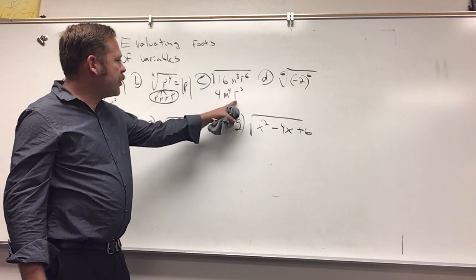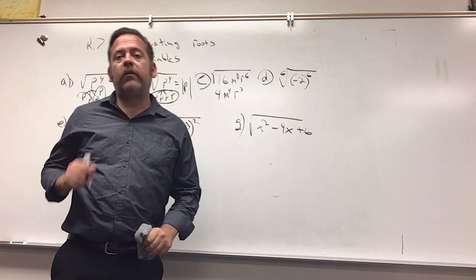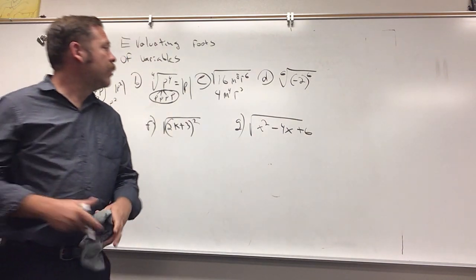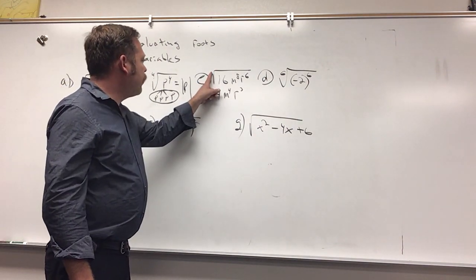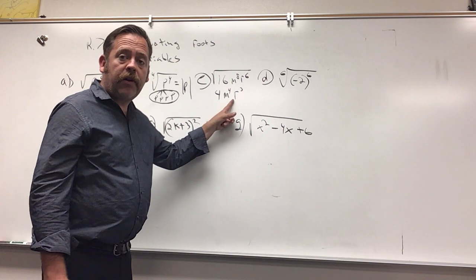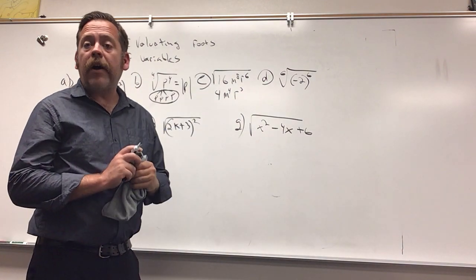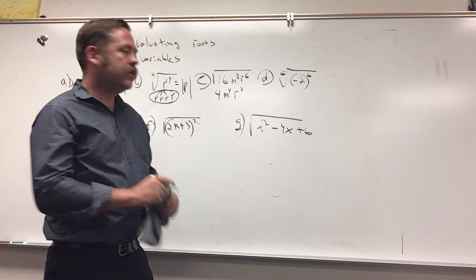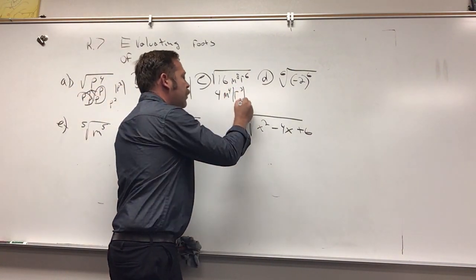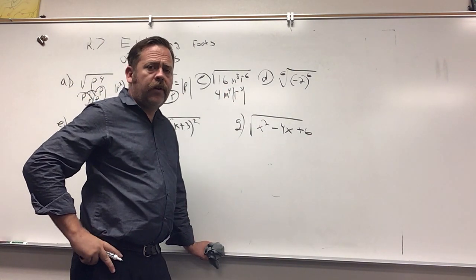Now, which one of these, I'll give you a hint, only one of them is going to need an absolute value. Which one went from an even root to an odd exponent? From even to odd, absolute value is required. R to the 3rd is an absolute value.